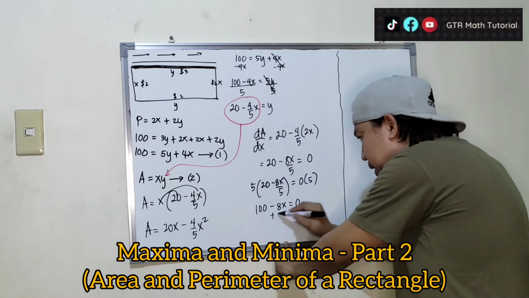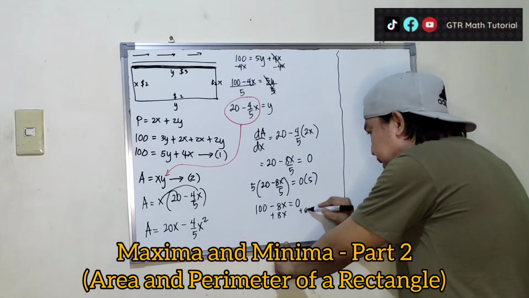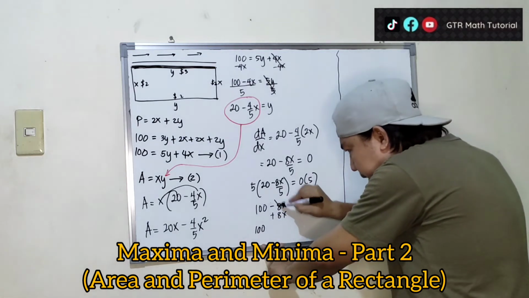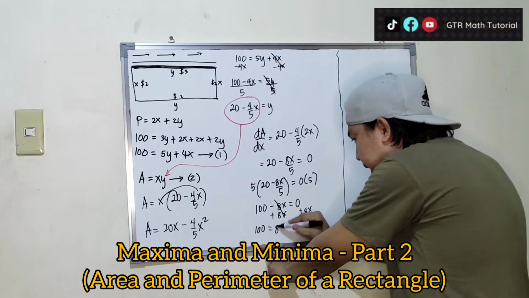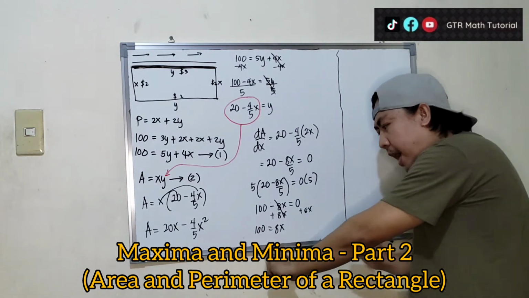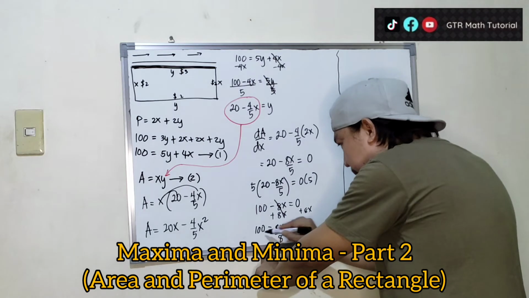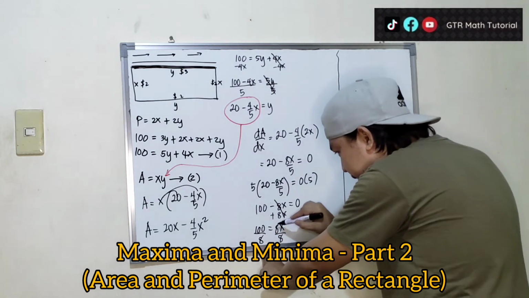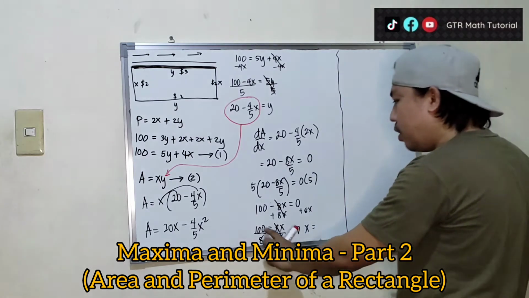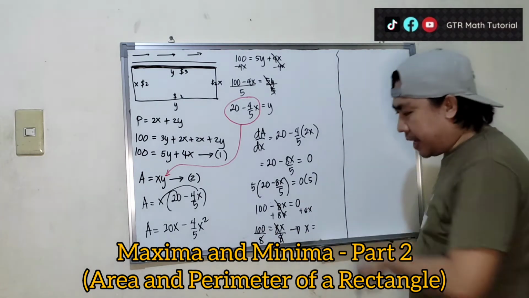We put 8x to the other side so that it will become positive. So add 8x to both sides. Therefore we have 100, so this will be cancelled out, that is 0, equals 8x. So last, divide both sides by 8 to solve for x. So cancel out. Therefore, the value of x is equal to 100 divided by 8.